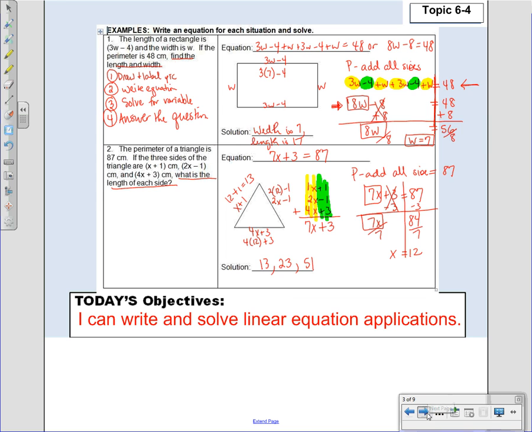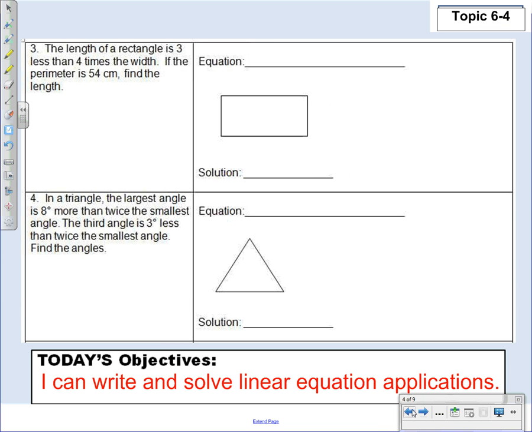Example 3. We have the length of the rectangle is 3 less than 4 times the width. If the perimeter is 54, we want to find the length. So again, first step we have to do is let's label if we can. The length is 3 less than 4 times the width. Notice this is telling you what your length is with respect to the width. So our total unknown is the width. We're going to start off with the width is W.